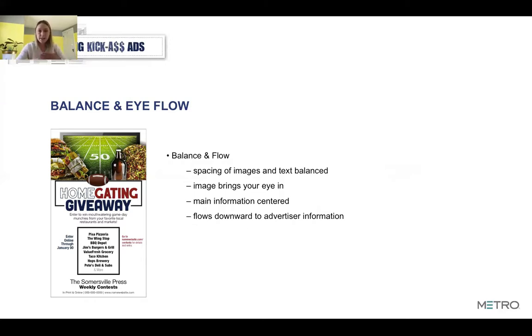So that's a good segue into the next two elements, which are balance and eye flow. So balance is having the space of the images and text appropriately positioned within the ad so that the ad doesn't seem too crowded in one section. And you don't want the images to overpower the text. You want them to work together to create a flow for the reader's eye to follow.